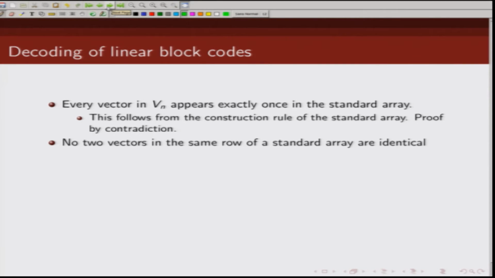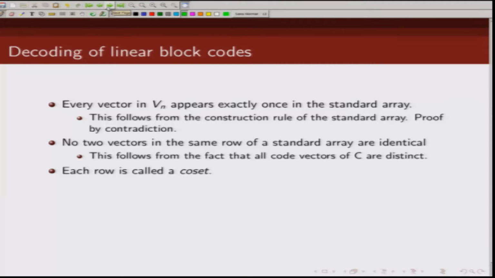No two vectors in the same row are identical. Again, this is very easy to prove because all code words are distinct. So, elements in one row will all be distinct.